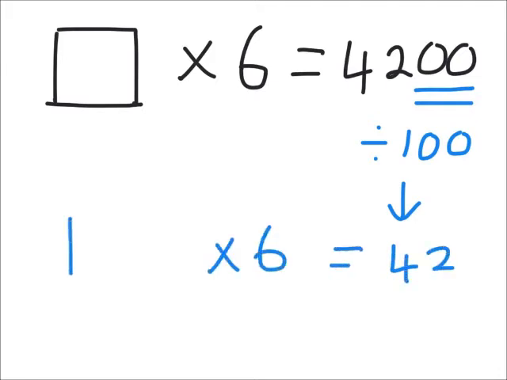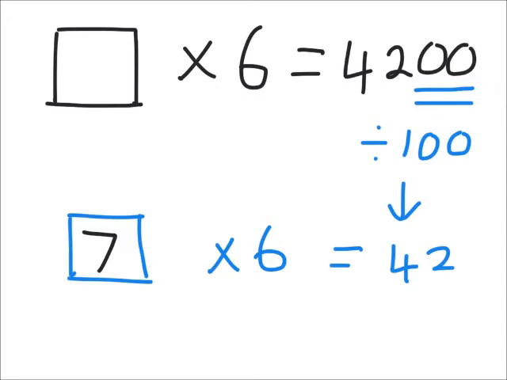Now, how many 6's make 42? Well, again, I should really know this by the time we've reached year 5. However, if I haven't, I'm going to have to use my smarts. Well, 10 6's are 60. It's less than that. 5 6's are half of that, 30. So it's more than that. 6 6's are 36. 7 6's are 42. Okay.